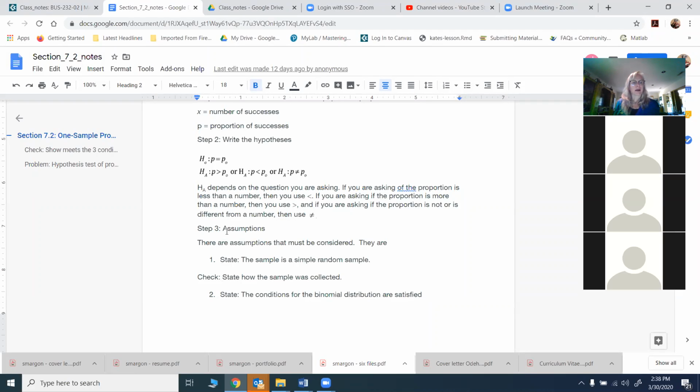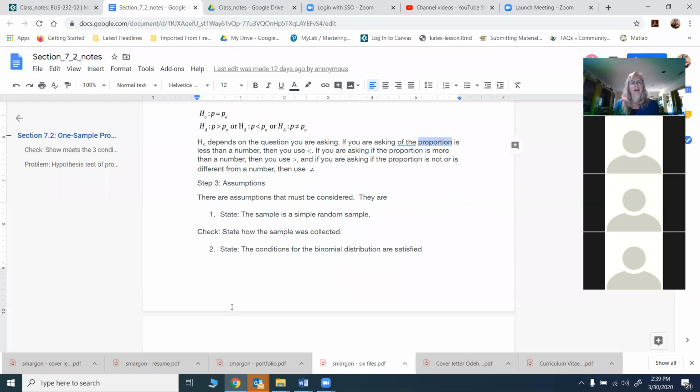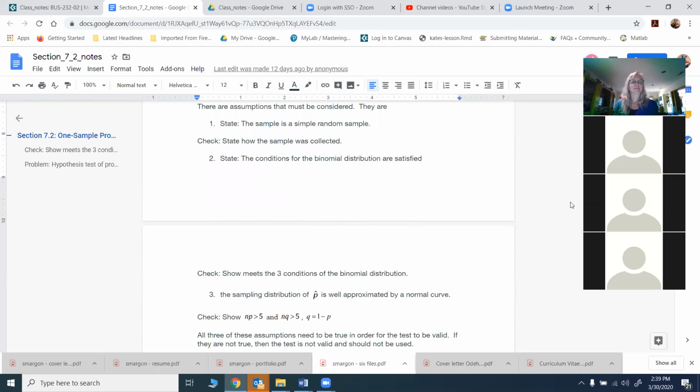The second assumption is about the binomial. Now these assumptions are only good if you're testing a proportion. If you're testing any other parameter, these are not the assumptions you use. So the other thing is that you always have to state that the conditions for a binomial distribution are satisfied. Remember, there are four things, because you have a test due tonight on this. There are four conditions that must happen in order to be a binomial.